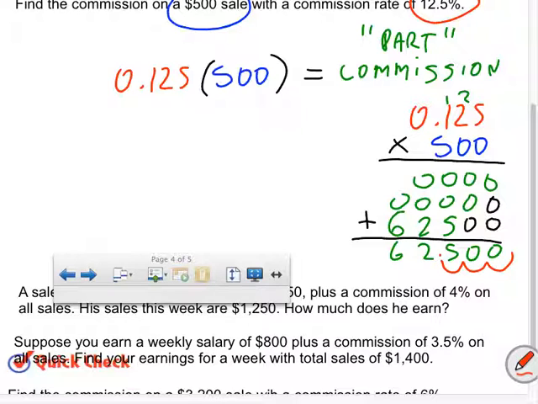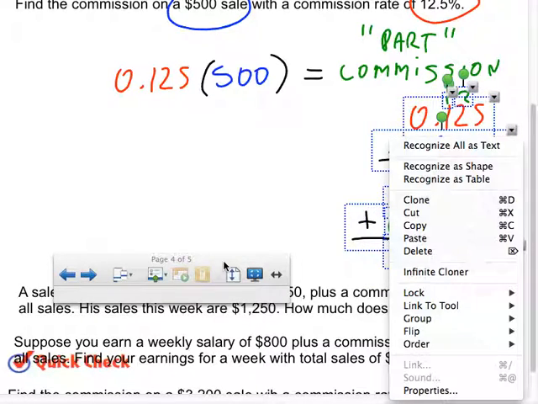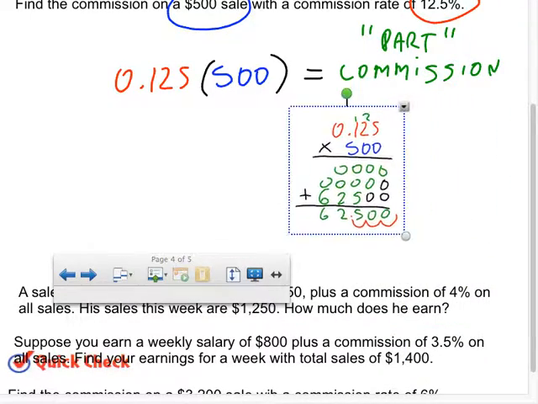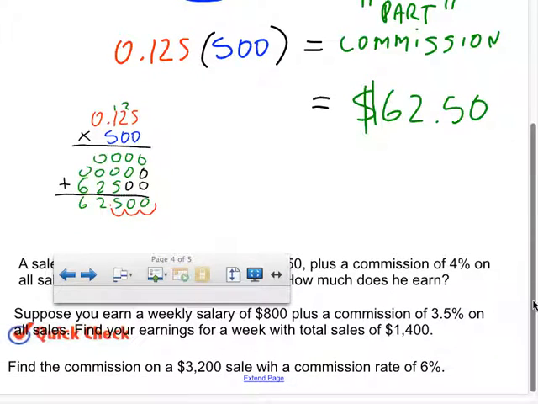So for commission, how much did you make in commission? $62.05. Be careful on that. $62.50. Now remember earlier I said, hey, you can drop off the 0, but if we're talking about money, you don't want to drop off the 0 that's in the hundreds place. Do you guys understand? Okay. Next one.